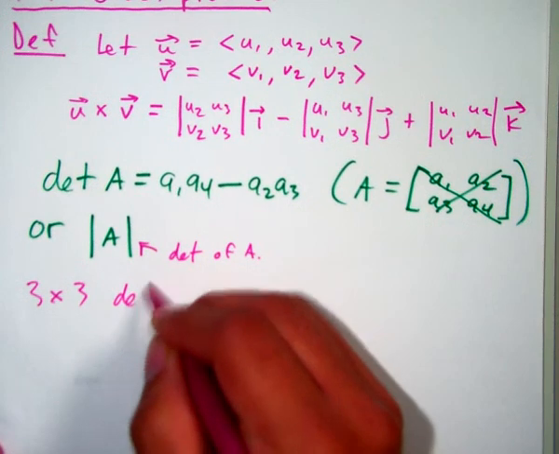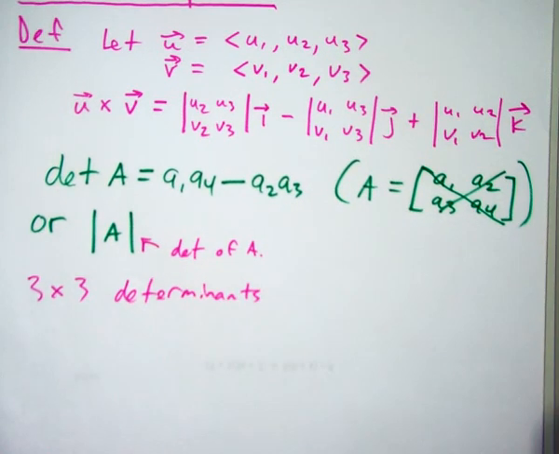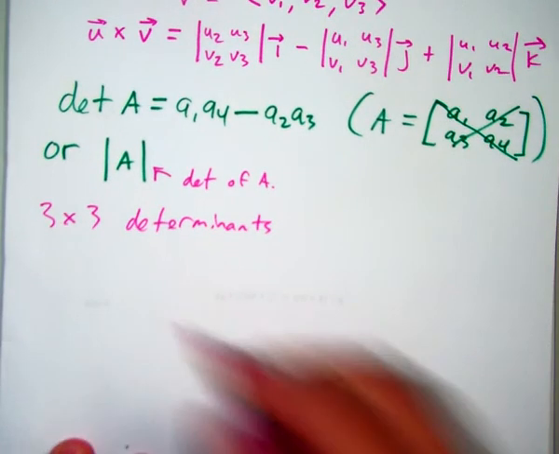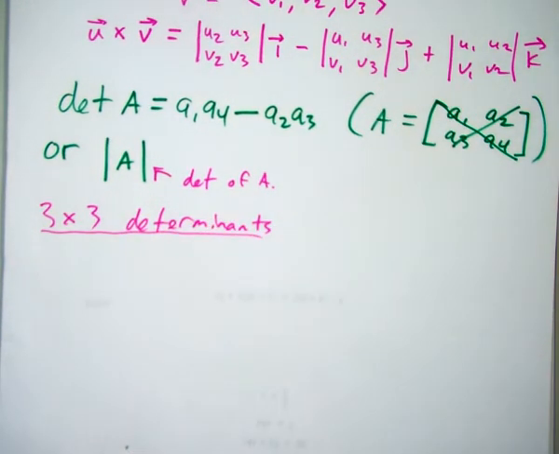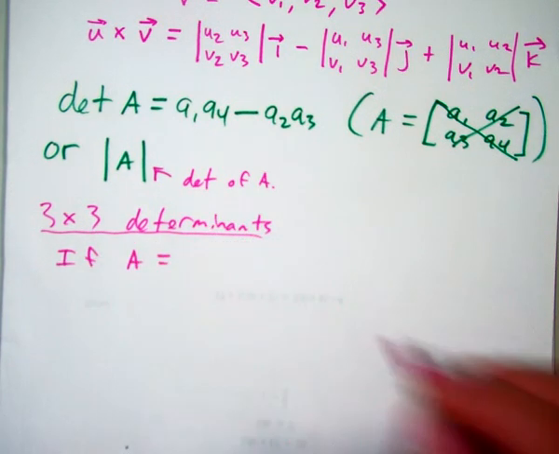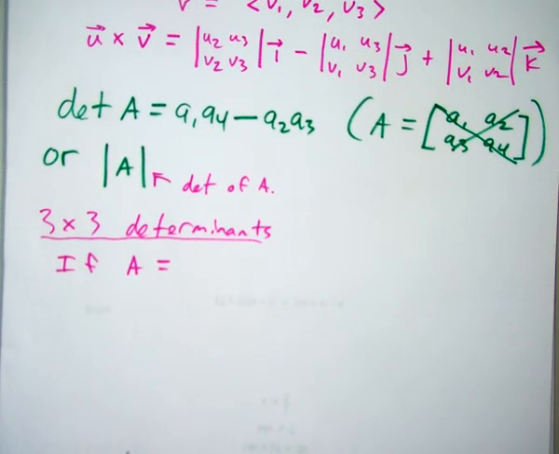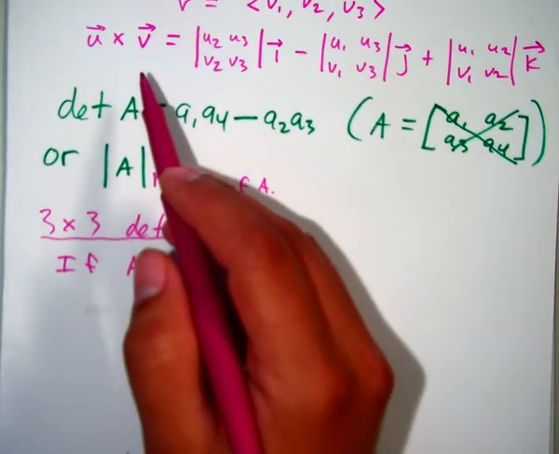I'm going off script here, but this is going to help us. It'd be great if you did. Okay. A 3 by 3 determinant. Is determinant another word for matrix? No, determinant is an operation performed on a matrix. The cross product is up here.